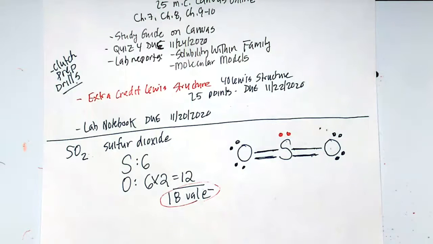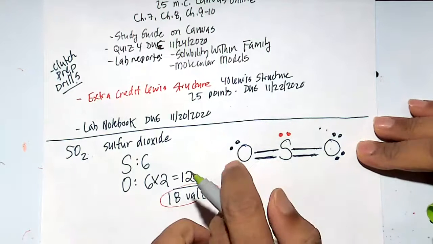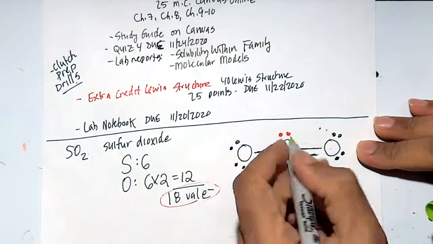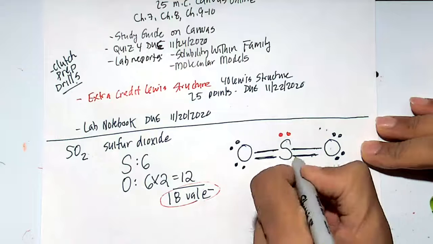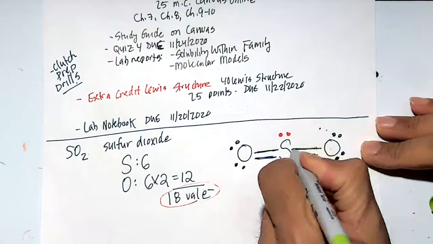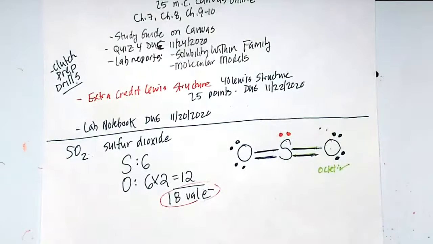Okay, so let's do our formal charge and octet rule. I'll just do this for this oxygen, realizing it's the same for the other oxygen. So octet, we did this already, but 1, 2, 3, 4, 5, 6, 7, 8. So the octet is satisfied.